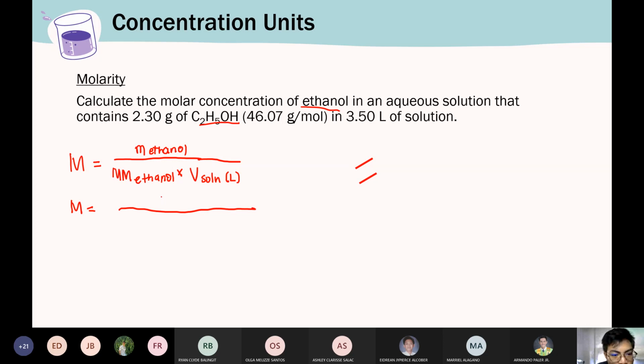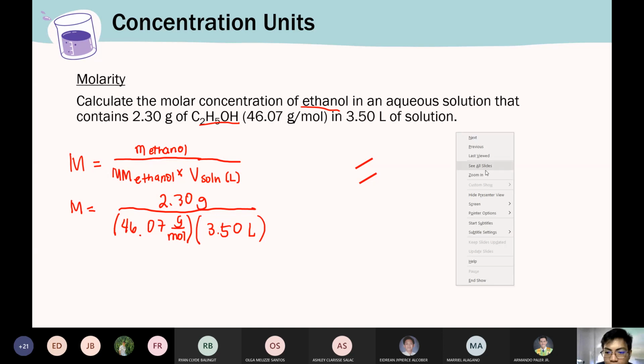That's 230 grams. The molar mass of ethanol is 46.07 grams per mole. Okay. And then the volume of the solution is 3.5 liters. Okay. So, yan. I will change the ink color.